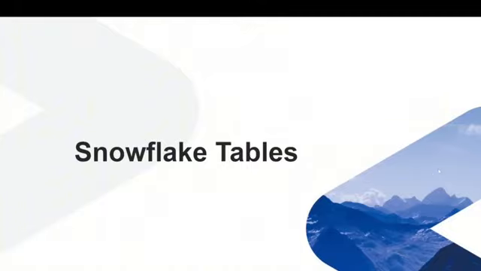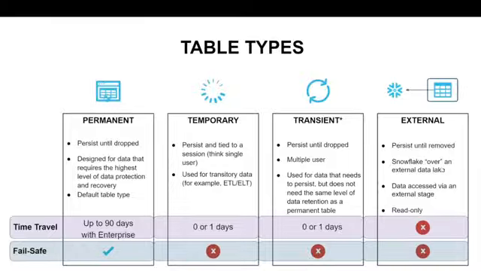So in this video, we are going to talk about what are different tables we have in Snowflake. So these are the different table types currently we have in Snowflake. The first is the permanent table. The other ones are temporary, transient, and external table. Now, in this video, we are going to talk about the permanent, temporary, and transient table. The external table we will take up in another video session.